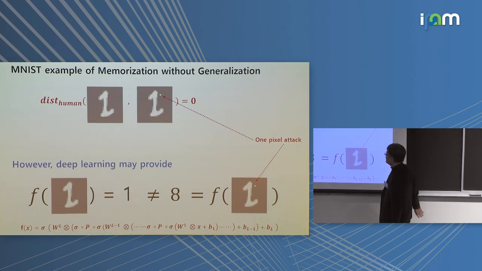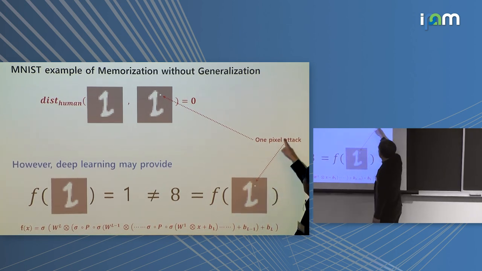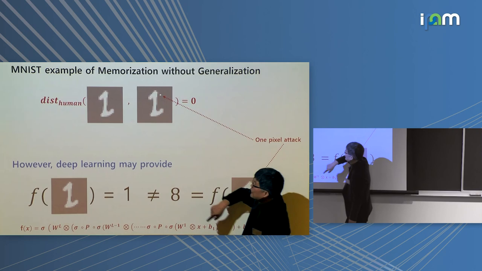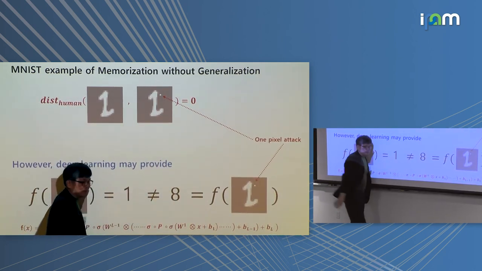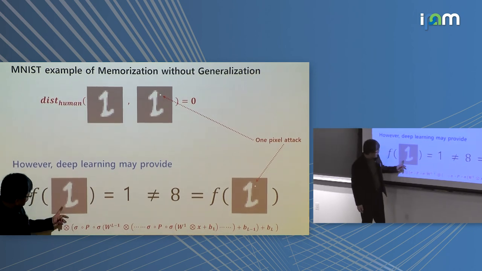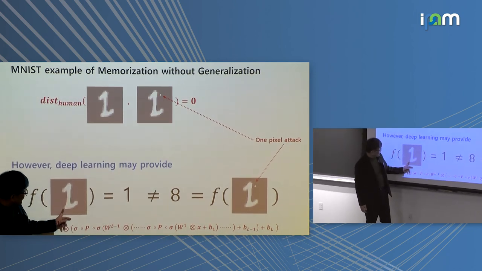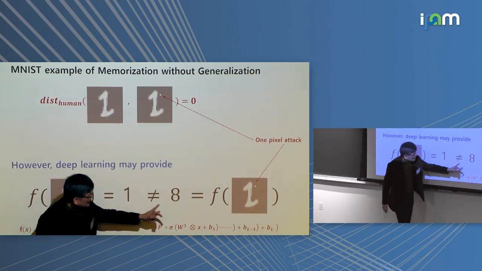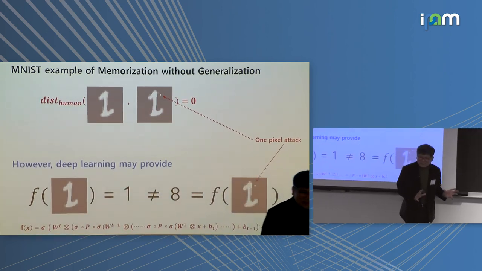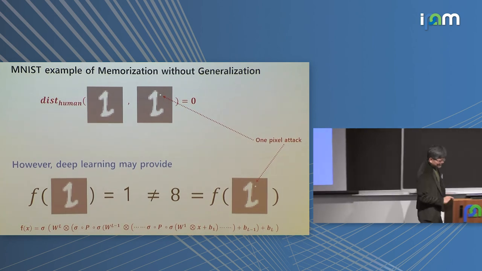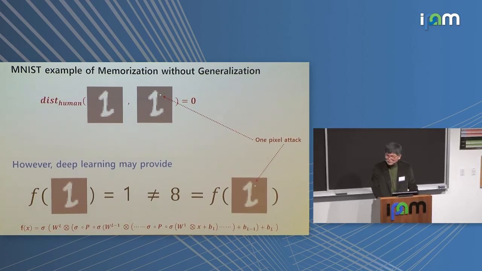And let's test the MNIST example. This is easy to say. You just attack one pixel. For a human, this is the same. But for the machine, this one is identified as one, and this one is identified as eight. It's quite complex. This is very vulnerable to noise. So human recognition is very good, but the machine is different.